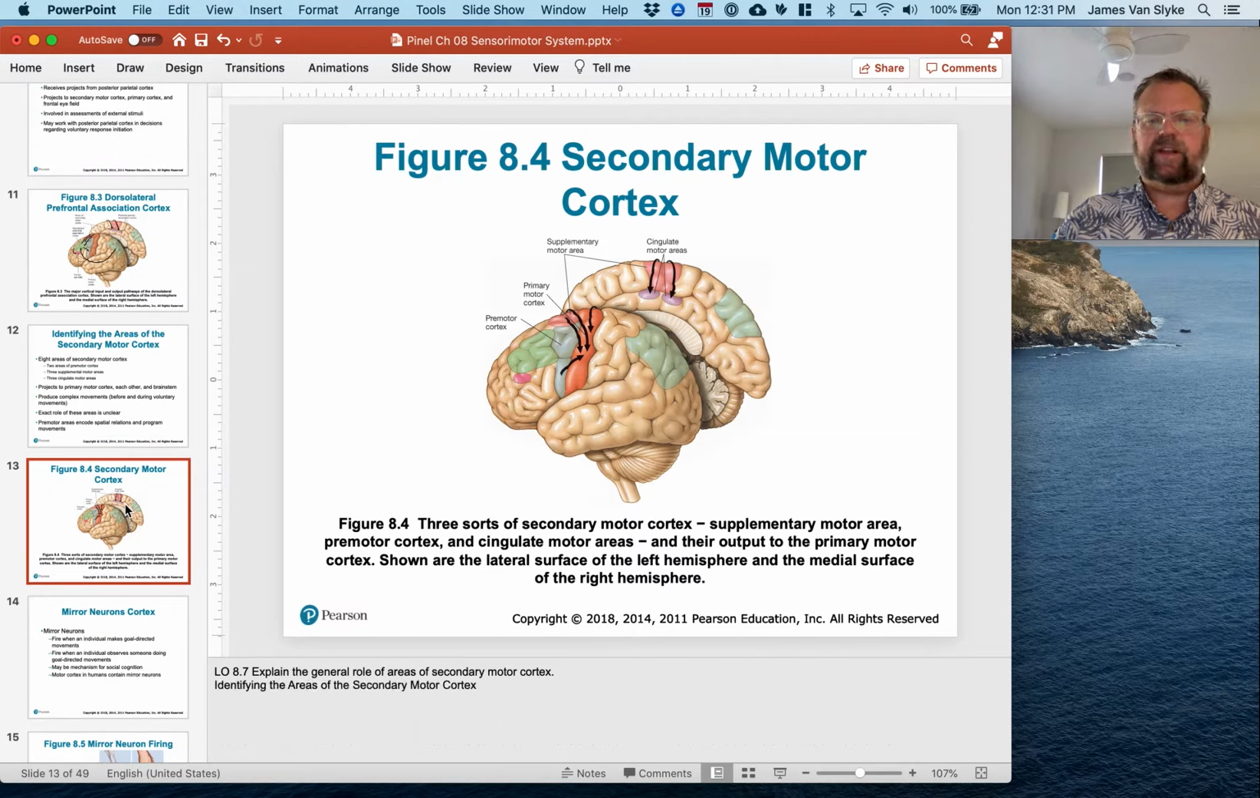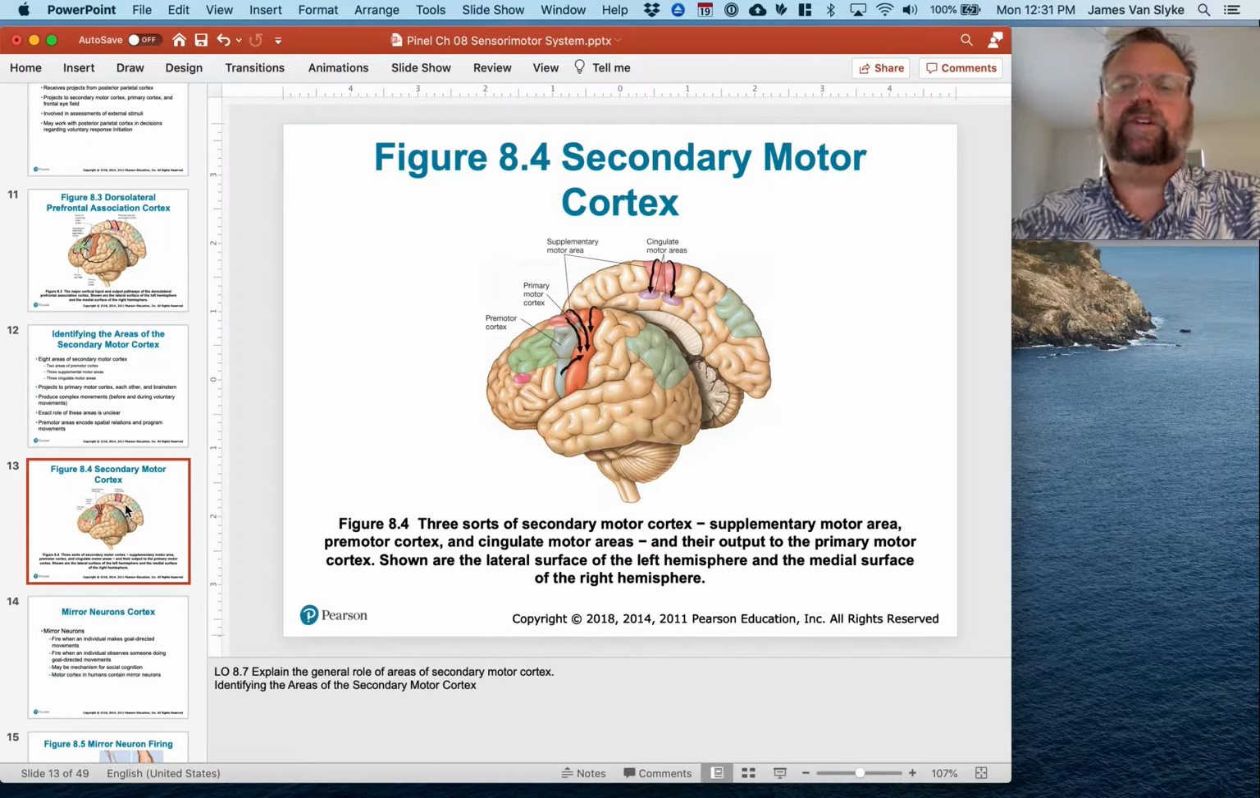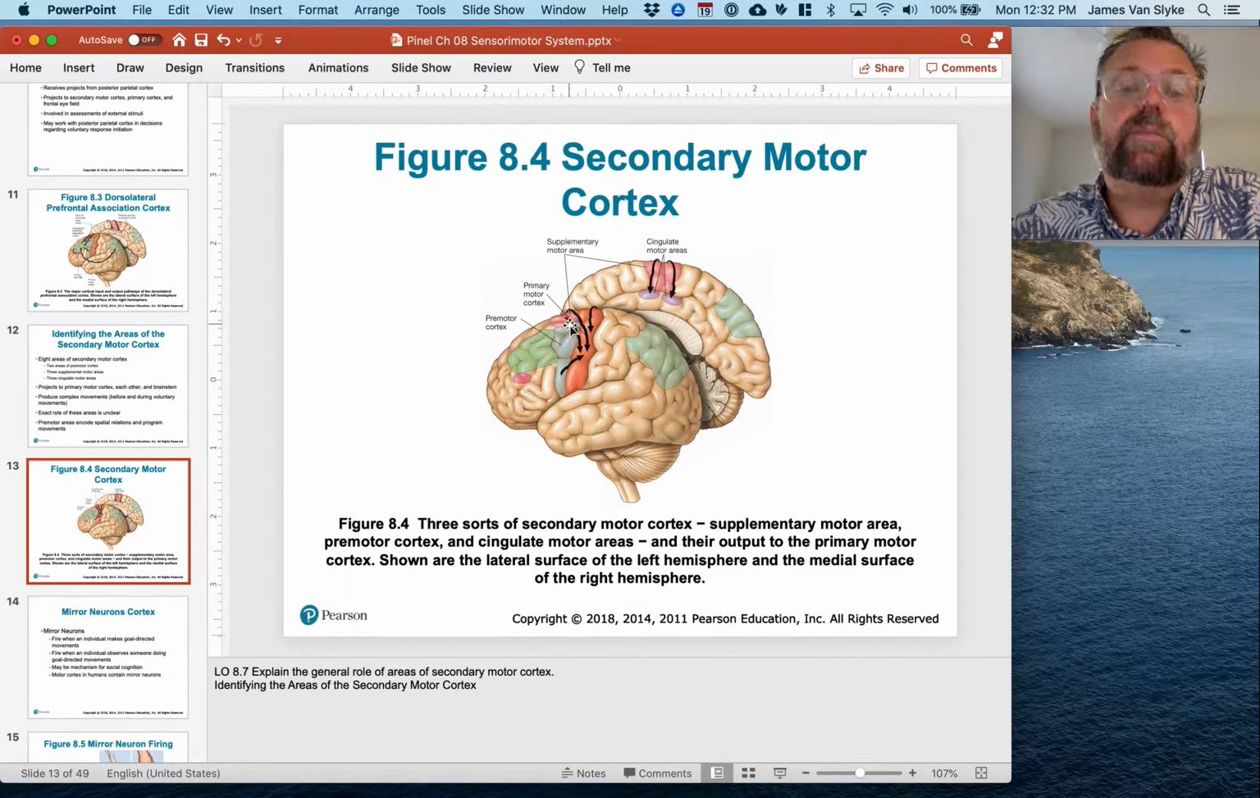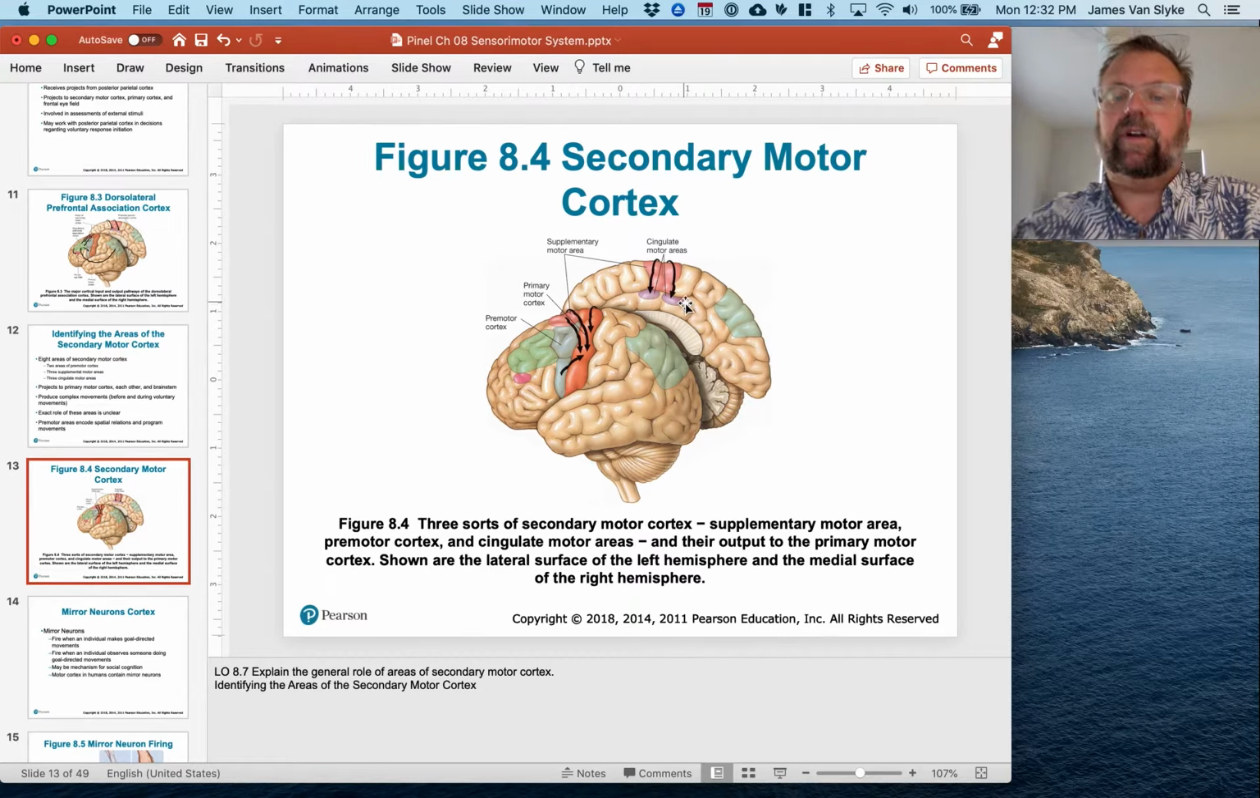So here are the areas of the secondary motor cortex. Here's our supplementary motor area. Here's primary motor cortex, premotor cortex, and then these cingulate motor areas. So those are the primary areas that make up what's known, in general, as the secondary motor cortex.